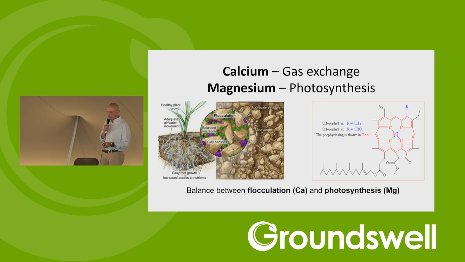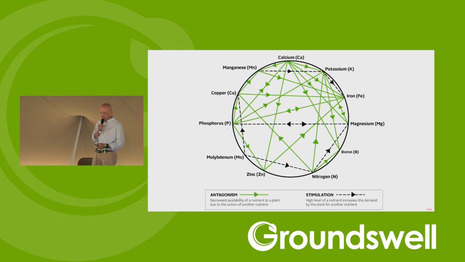When it comes to minerals, the first thing we looked at was calcium and magnesium. I think we'll all agree calcium is very responsible for flocculating our soil, which helps our gas exchange when the soils are in a wet phase of the year. Magnesium is central to the chlorophyll molecule, with 4 nitrogen atoms attached to it. Very important for photosynthesis. So it's the balance between the two. We don't want to get rid of one or increase the other. We want a good balance between the two. We've not been able to achieve that, and I'll come back to that in a minute.